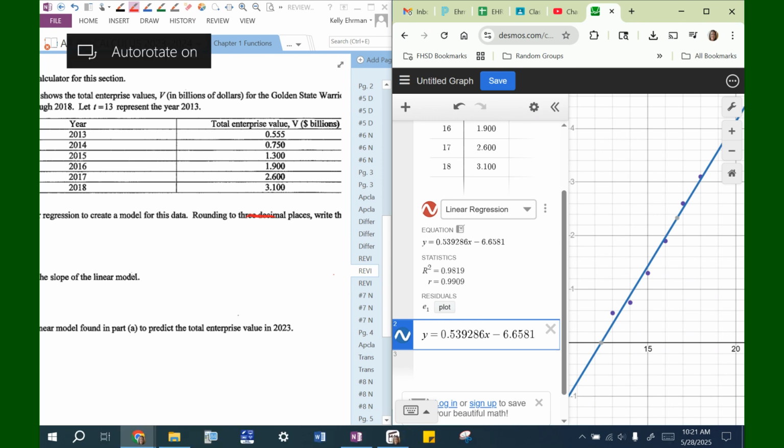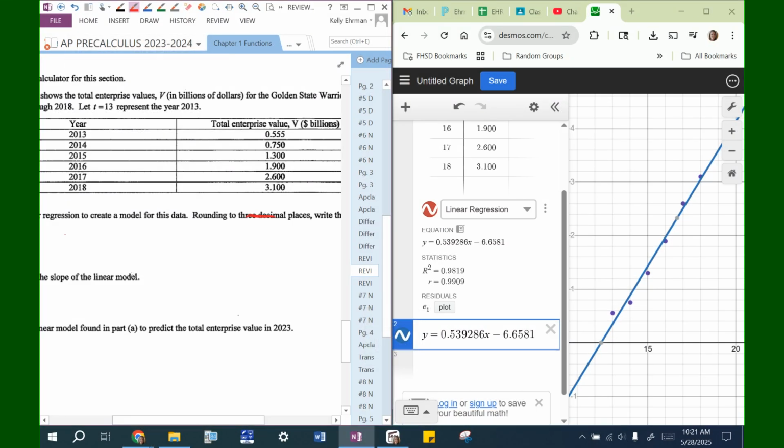So first, let's just write that down. Now I'm not going to use y and x. I'm going to use V of t because this is V and this is t. And it's equal to, not rounding, 0.539286, not x, but t, minus 6.6581.